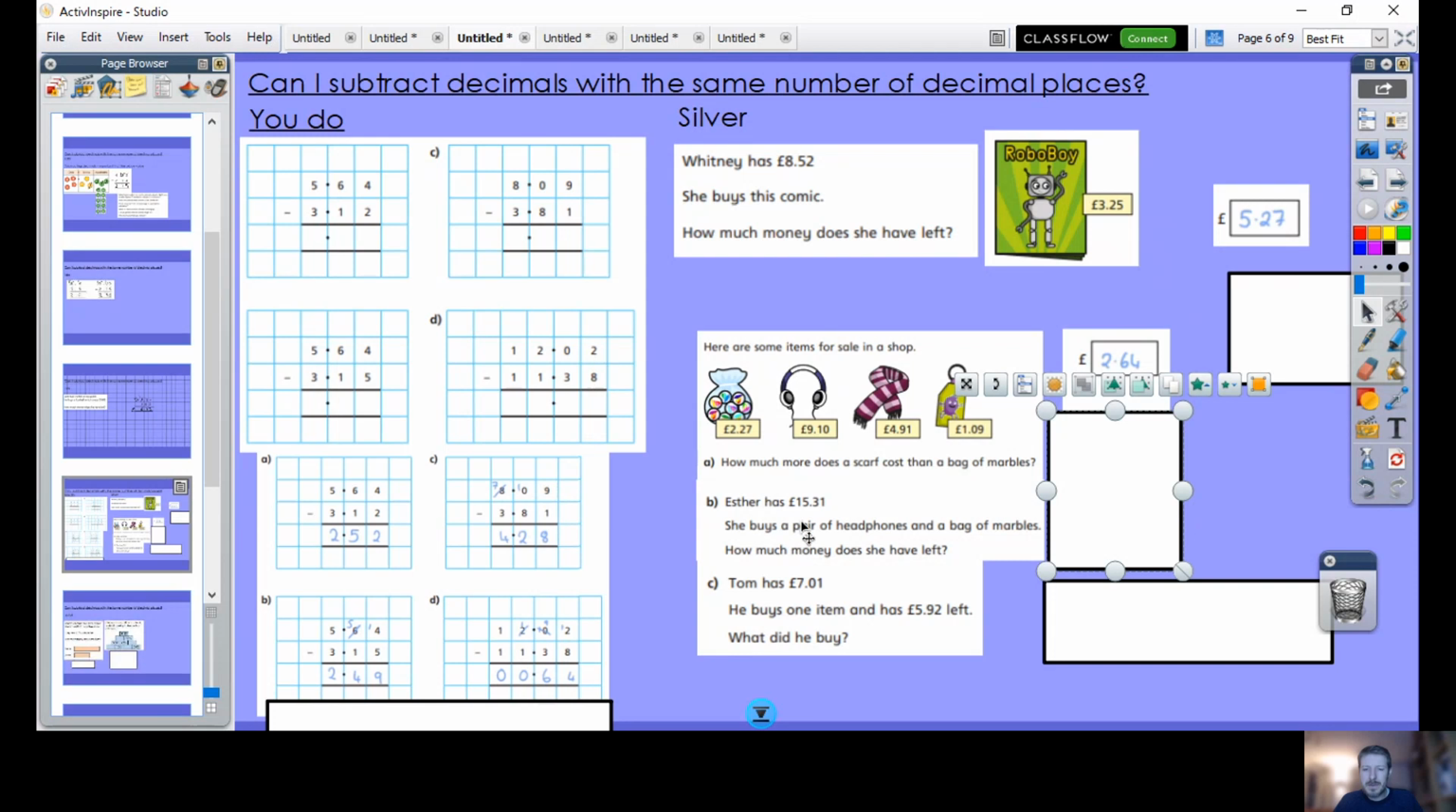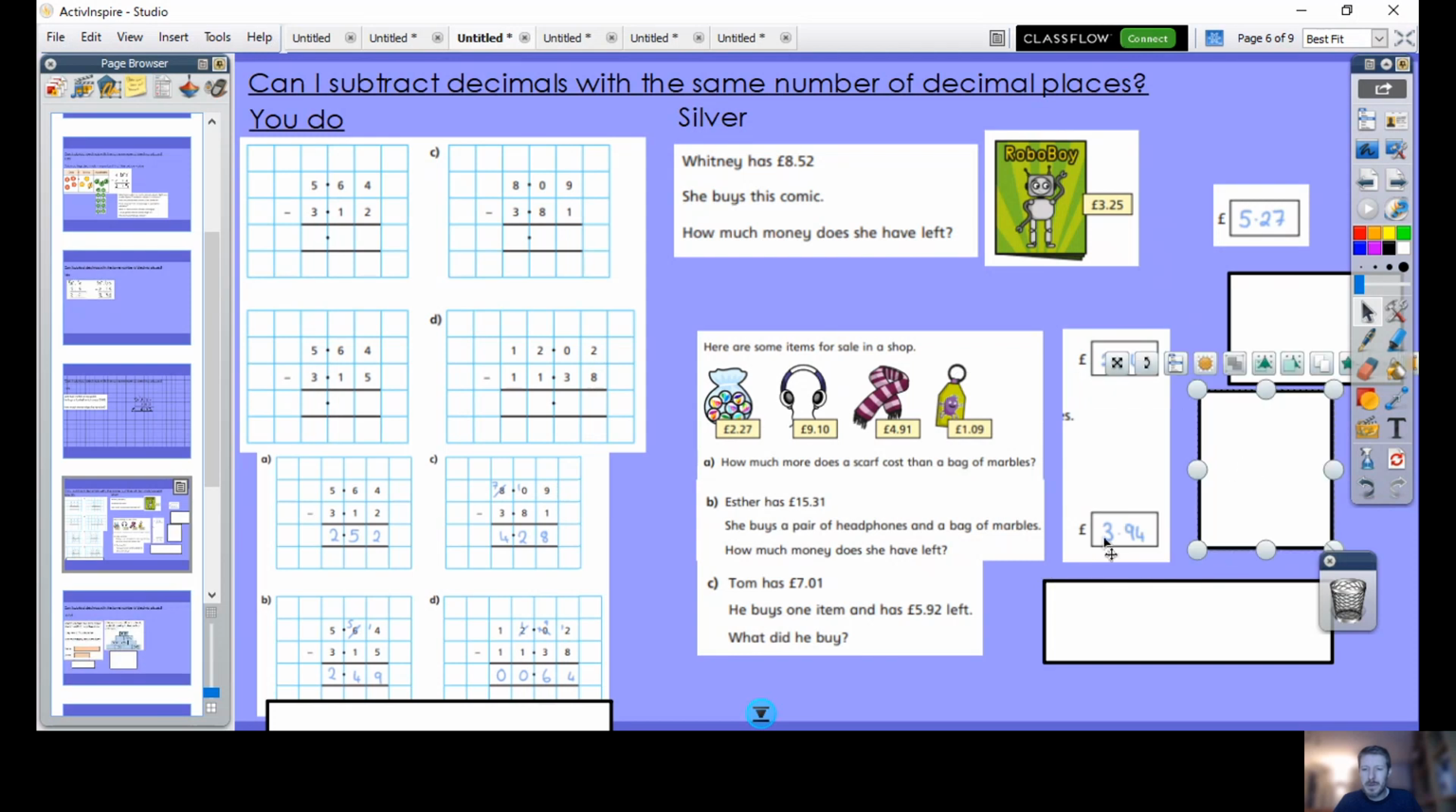Esther has £15.31. She buys a pair of headphones and a bag of marbles, how much money does she have left? So you could have subtracted the headphones, then subtracted the marbles from that, or you might have added these two together using what you learnt yesterday, and then subtracted the combined total, the combined cost of these two items from the £15.31. Hopefully you got £3.94.